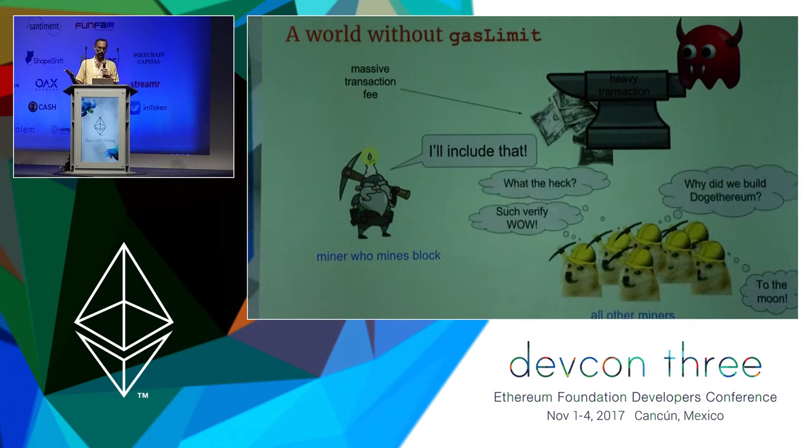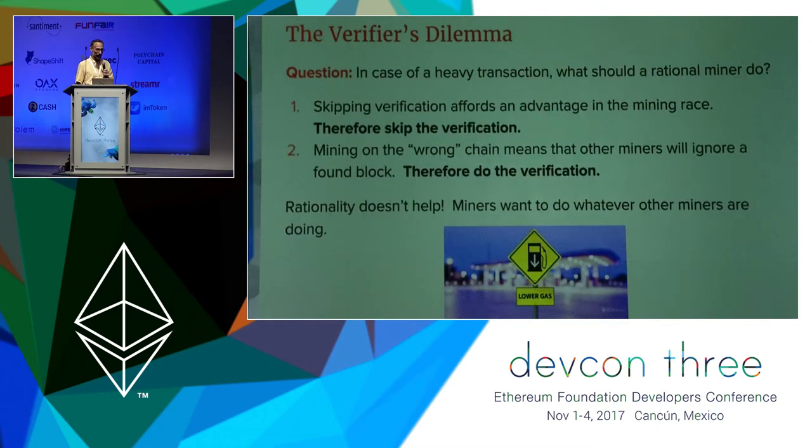And what do the rest of the miners do? They just get completely confused, right? Why are they confused? Let's look a little bit into their confusion. This is actually a principle which we call the verifier's dilemma. So in the case of a heavy transaction, what should a rational miner do? A rational miner being somebody who likes to earn more ether.